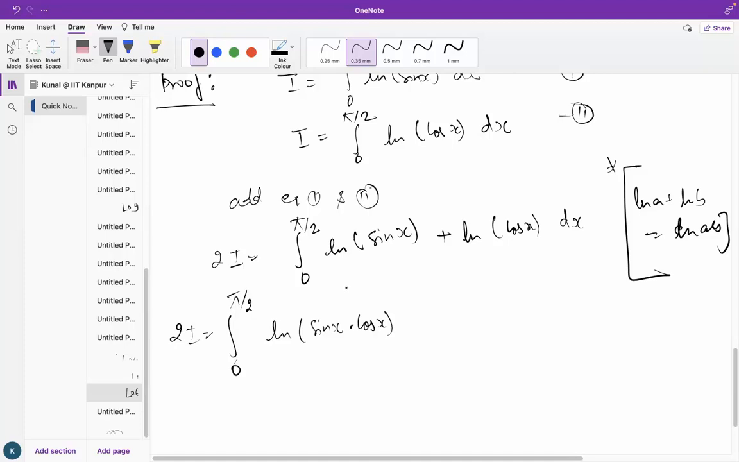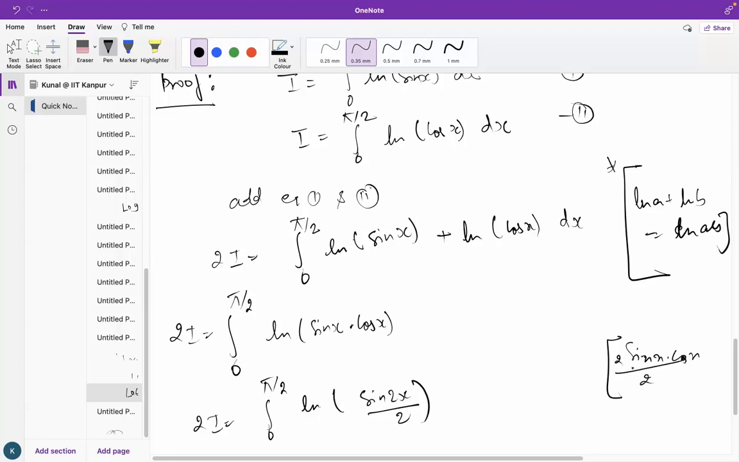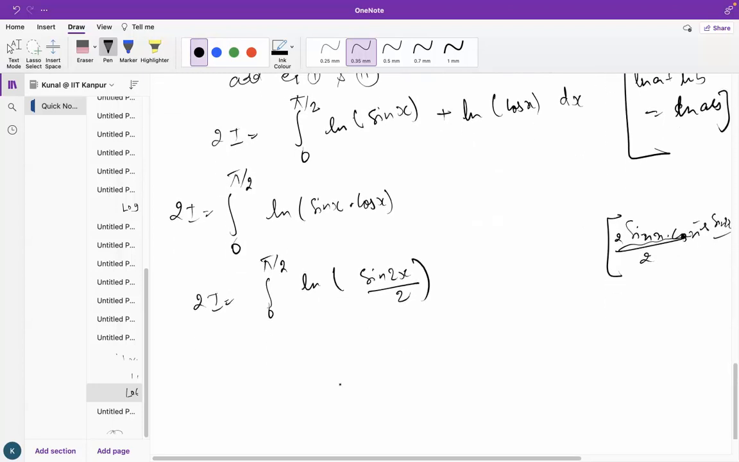Now what I'm trying to do here is multiply and divide it by 2, to create sin 2x. So ln of sin 2x by 2, we can write it like this. There is my sin x into cos x, right? So I just do multiplication and division by 2, so this whole term creates sin 2x. So I just write it here, sin 2x by 2. So this is my form.